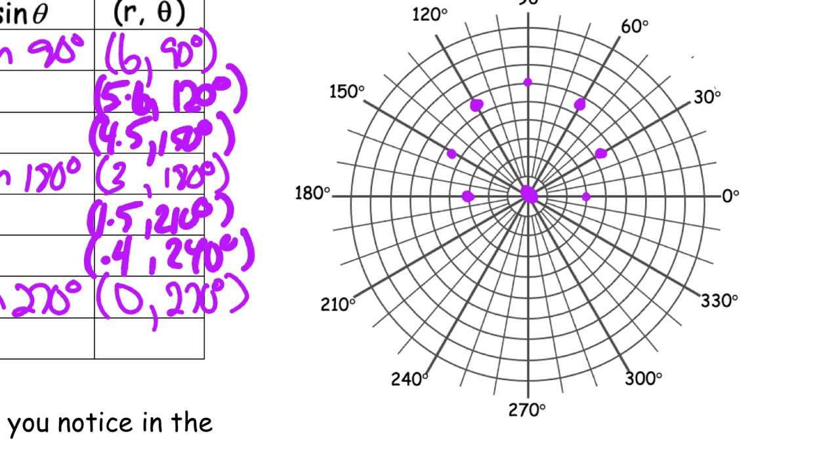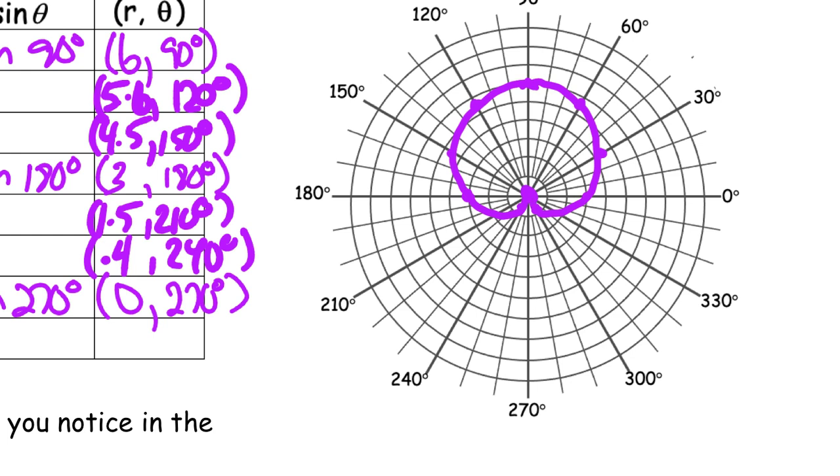And then we got 0.4. So at 240, we're going to do 0.4. So that's going to be just right there. And then right next to it, we'll do another. And so you can see how if you go to connect these, you get that puffy heart.